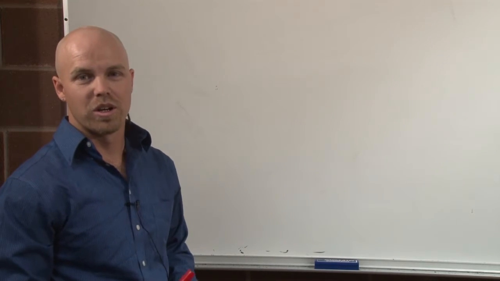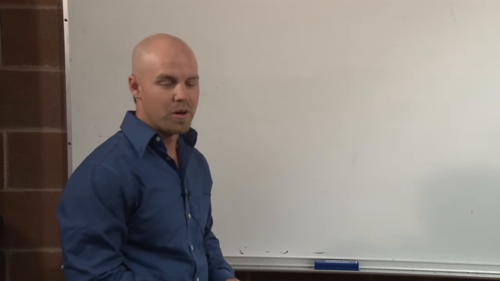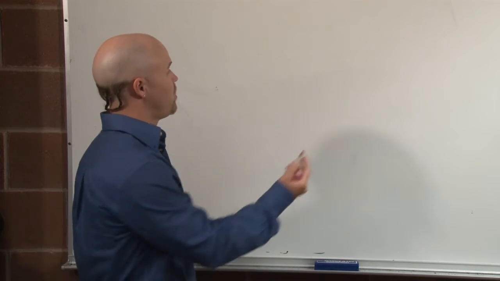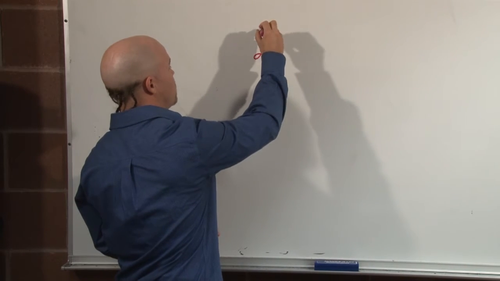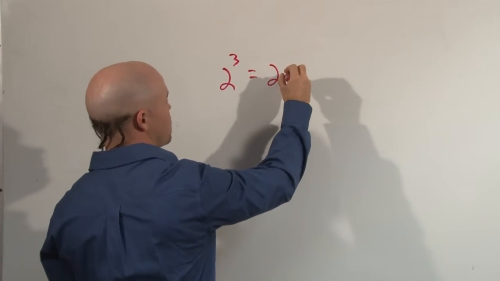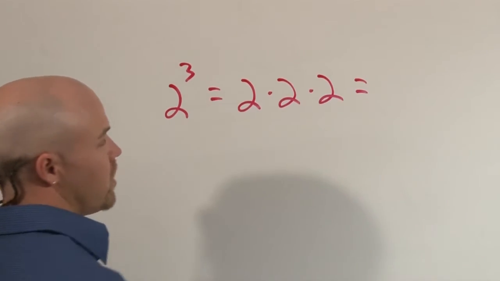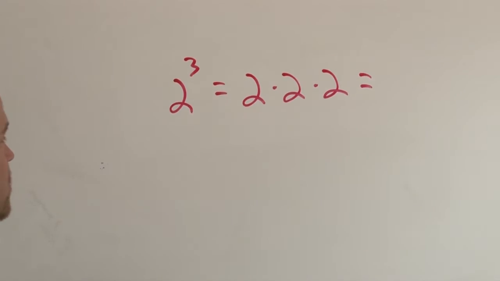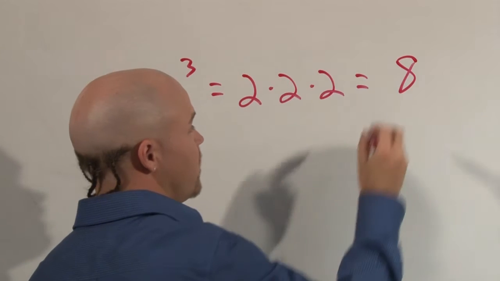Okay, so we're gonna talk about exponents today. Exponents, evaluating expressions with exponents. Let's say we have 2 to the third. This would equal 3 factors of 2 multiplied together. So we're gonna have 2 times 2, which is 4, times another 2, which is 8. So this is gonna equal 8.